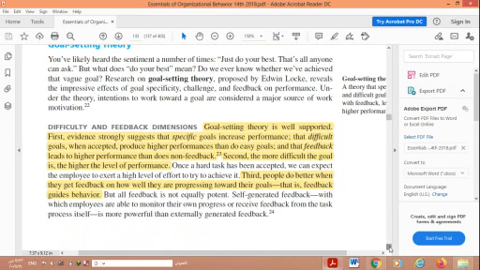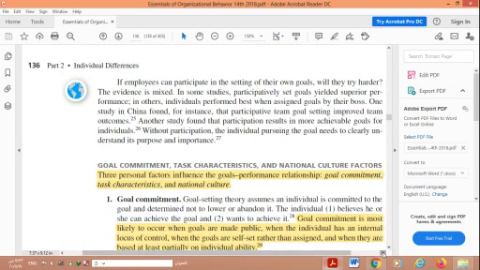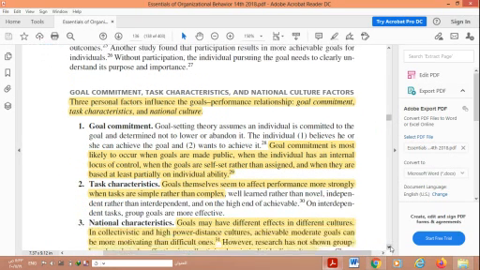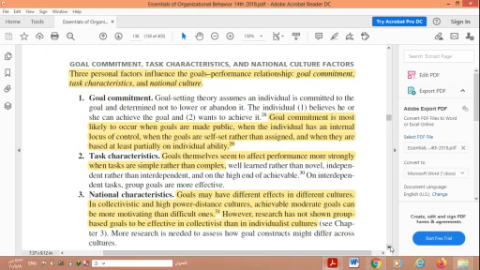فلازم يكون عندي feedback عشان أعرف إيش بدي أعمل، أستمر العمل صحيح أو لا، فلازم يكون في عندي نوع من الفيدباك. Okay. Three personal factors influence the goal-performance relationship. فبناء على النظرية السابقة اللي هي الجول setting theory، أو أحيانا بنسميها بالجول performance relationship theory، في عندي 3 personal factors influence the goal-performance relationship. The first one, goal commitment, task characteristics, and the national culture.